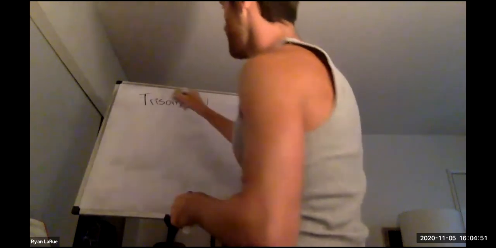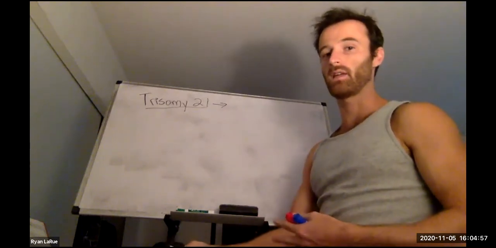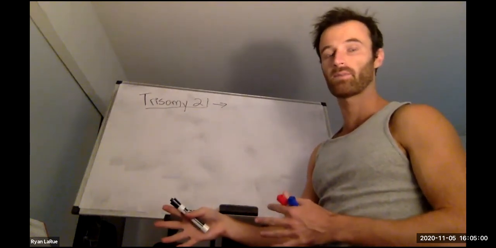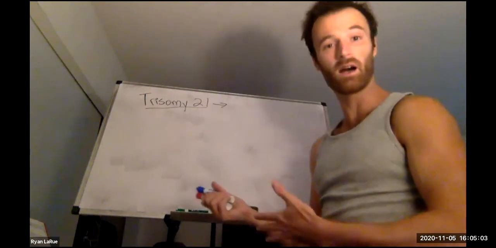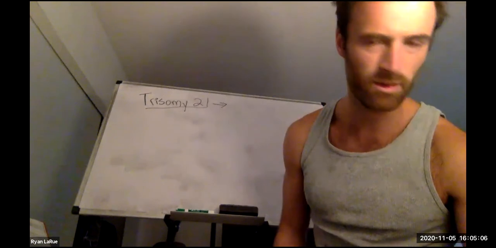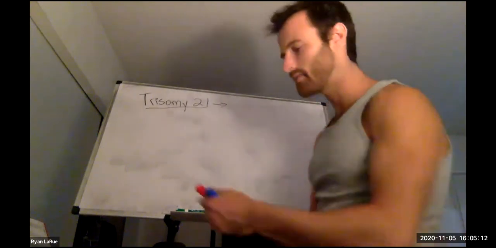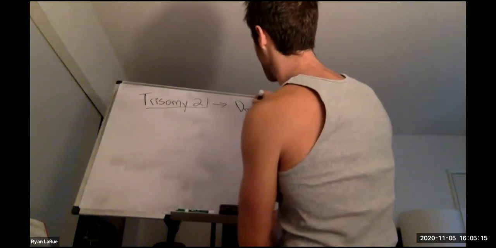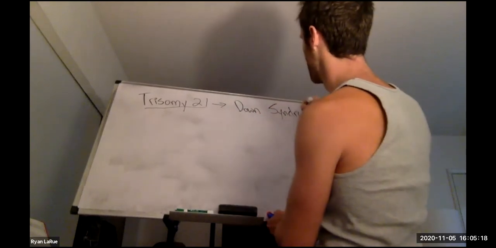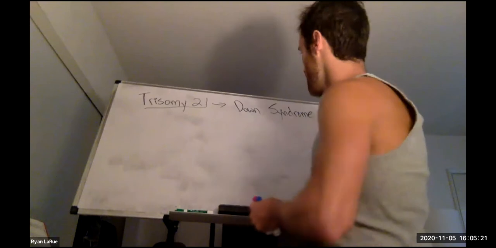So this is called a trisomy. And specifically, this is trisomy 21. It's the only trisomy that exists where the offspring makes it past reproductive age. Does anyone know the genetic disease that this causes? Trisomy 21, the third 21. Yeah, it's Down syndrome, yeah.